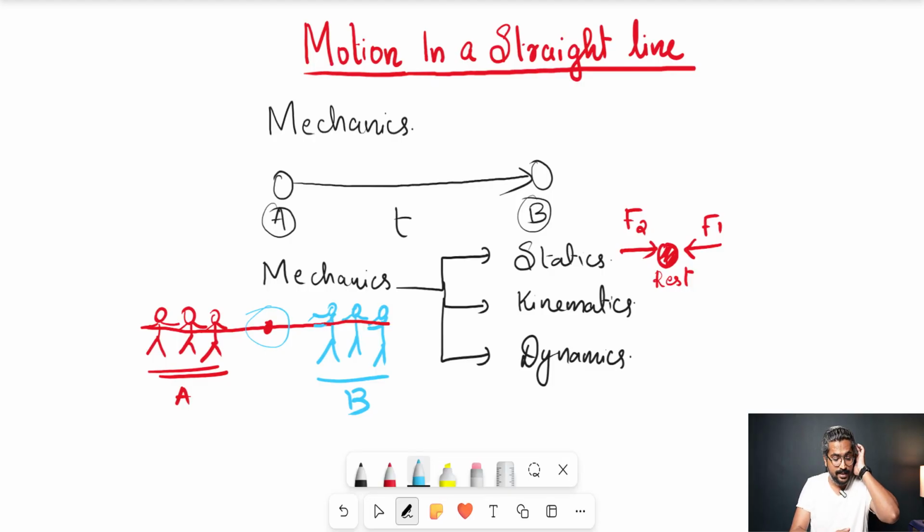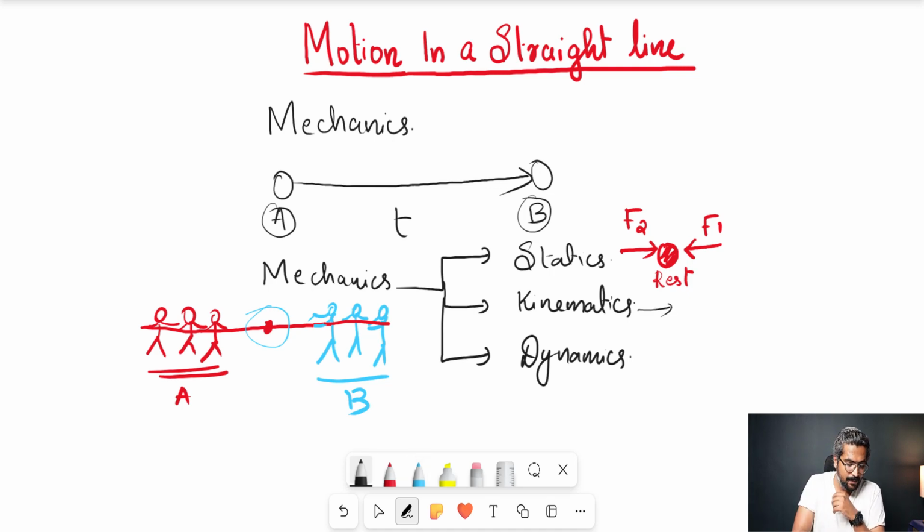So statics is the study of an object which is at rest or at equilibrium, on which many external forces are acting, and these forces are equal and in opposite directions, so they cancel each other out and the object stays at rest. So that's about statics.